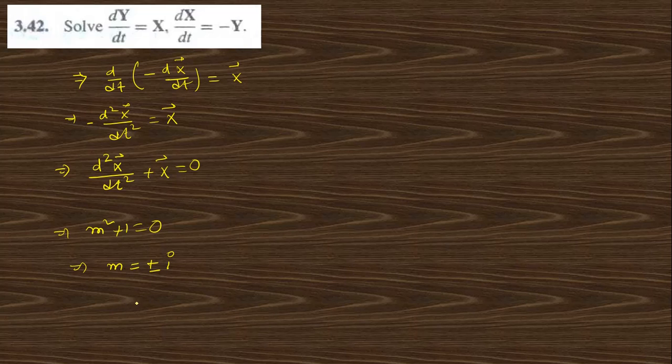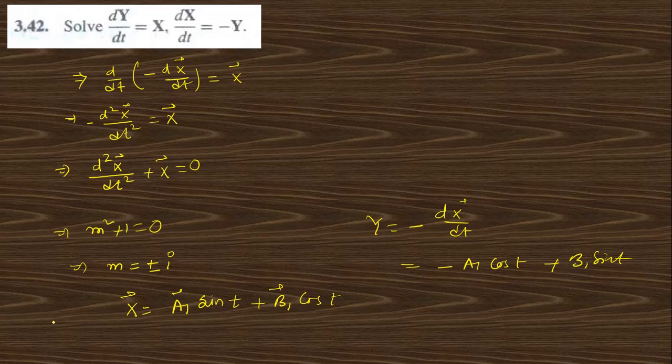So the solution will be some constant sin t plus another constant cos t. If we know the value of x, then we can say y equals minus dx/dt. So if you take the derivative, this will become minus a1 cos t plus b1 sin t. Okay, this is the solution of this question. Go to the next question.